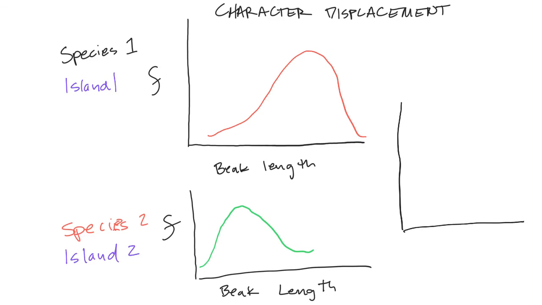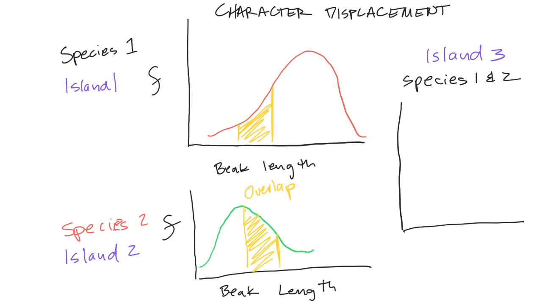So what do you think would occur on island 3, which has both species 1 and 2? Talk to your neighbor. There is a considerable amount of frequencies in which their beak lengths overlap, so I highlighted that in yellow. Okay? So what did you draw, or what did you hypothesize on this third graph? Okay, they would separate. Good.